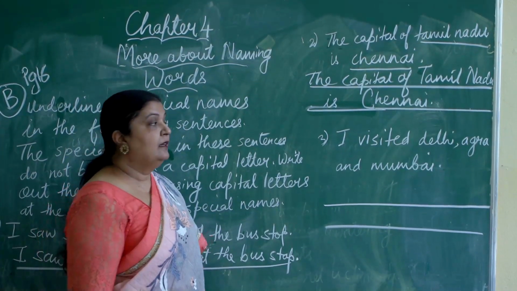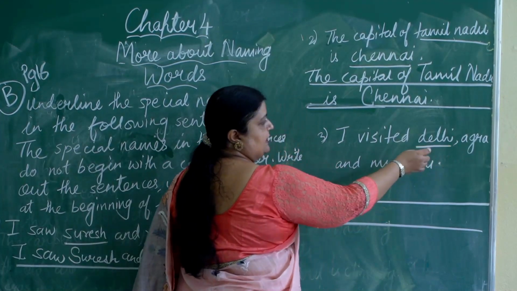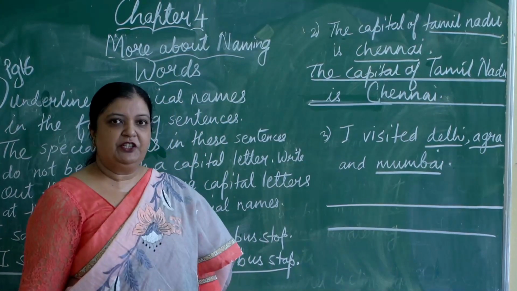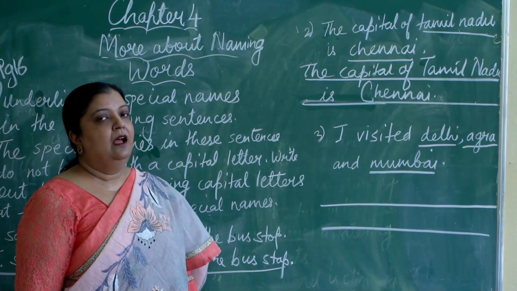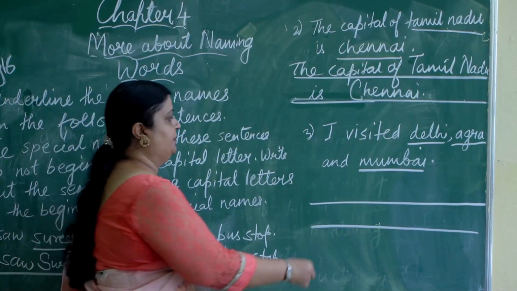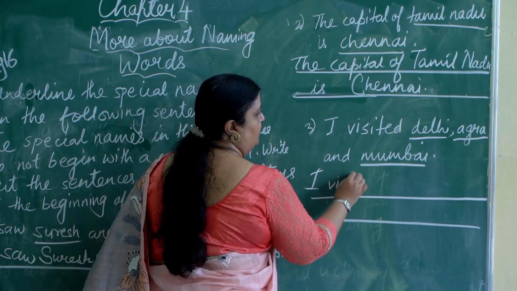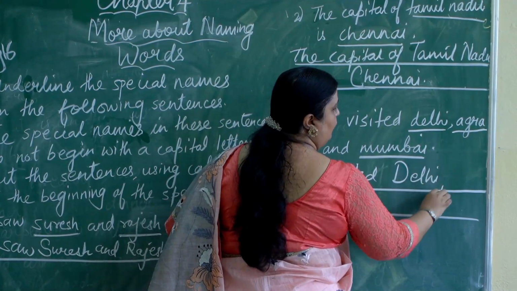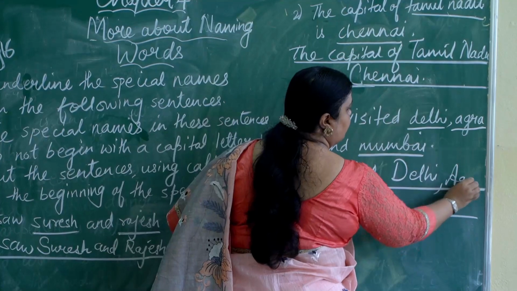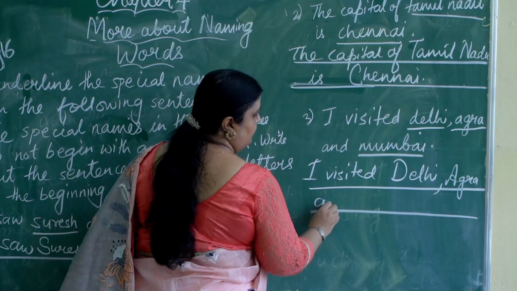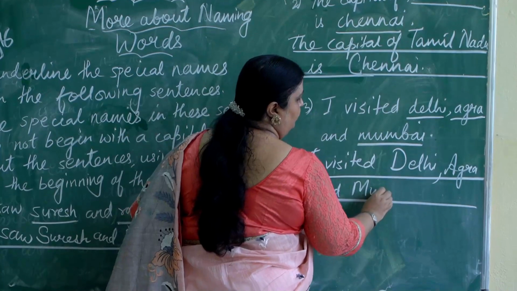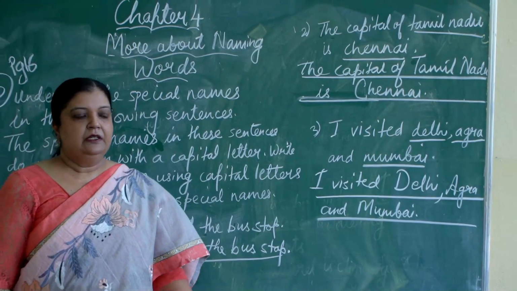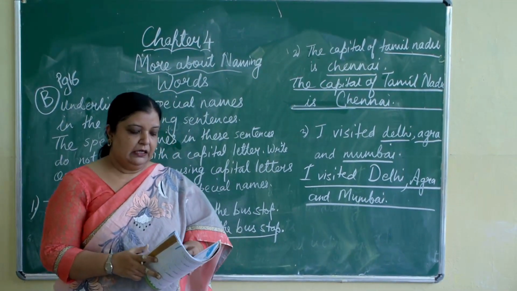I visited Delhi, name of a place, Agra, and Mumbai. These 3 special names, they do not have capital letters and you have to use capital letters. I visited Delhi, D capital, comma, Agra, A capital, and Mumbai, M capital. Is it clear, children? The other 2 you can do very easily.